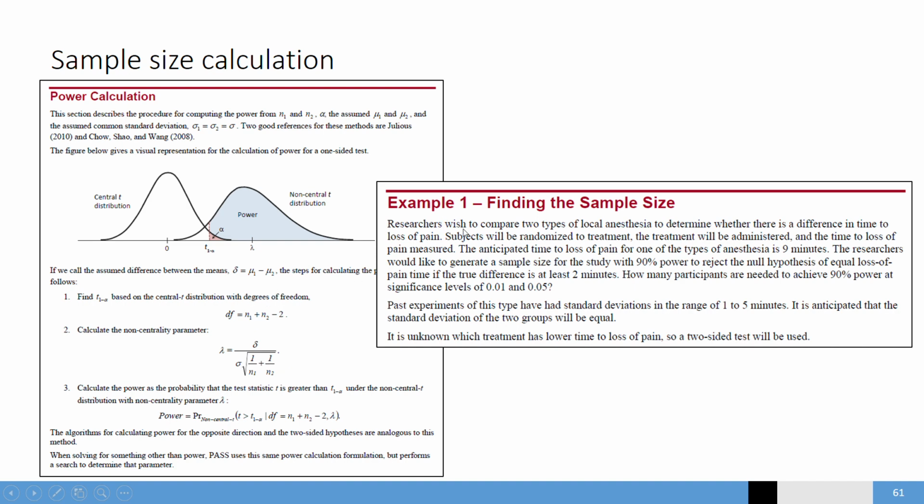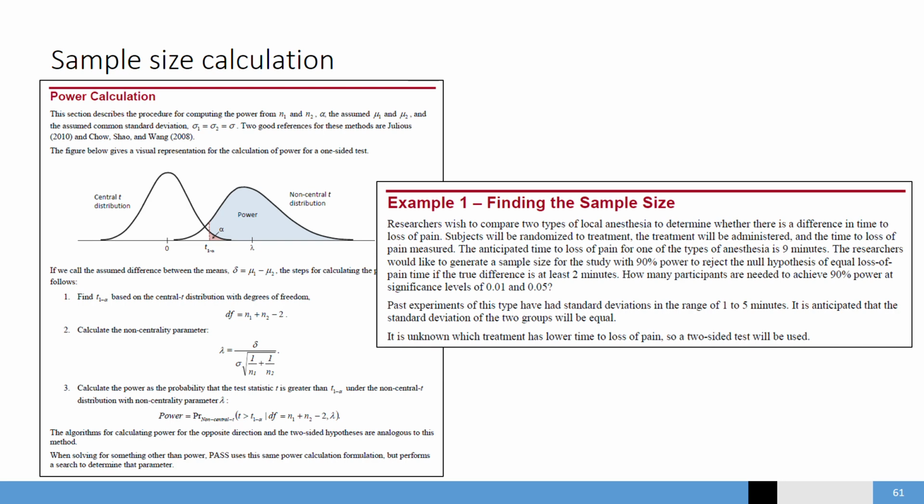Researchers wish to compare two types of local anesthesia to determine whether there is a difference in time to loss of pain. What I want to detect is a difference in lesion area. Subjects will be randomized to treatment. The treatment will be administered and the time to loss of pain measured. So I will measure the lesion area. The anticipated time to loss of pain for one of the types of anesthesia is 9 minutes. So my control would have 50 millimeters squared of lesion area.